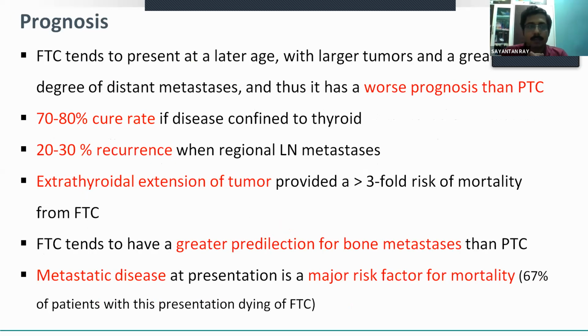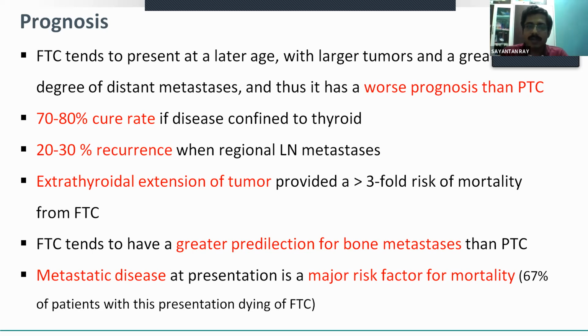Now the last slide on FTC is on prognosis. Follicular thyroid cancers tend to present at a later age, and that's why with larger tumors and a greater degree of distant metastasis, they usually carry a worse prognosis than its counterpart, papillary thyroid carcinoma. However, there is a 70 to 80% cure rate if disease is confined to the thyroid. And minimally invasive FTCs actually behave almost similar to adenomas, and there are long follow-up studies up to 16 years which showed 100% disease-free survival.